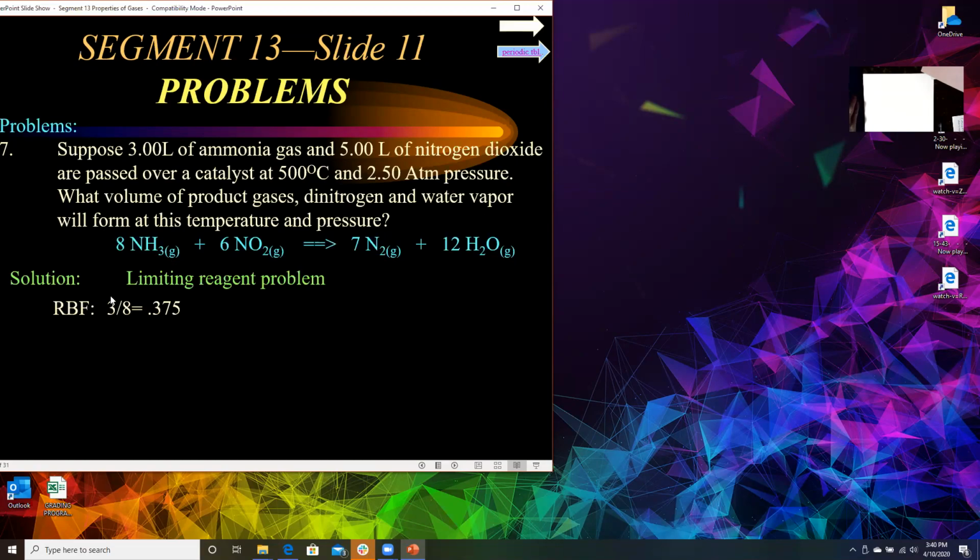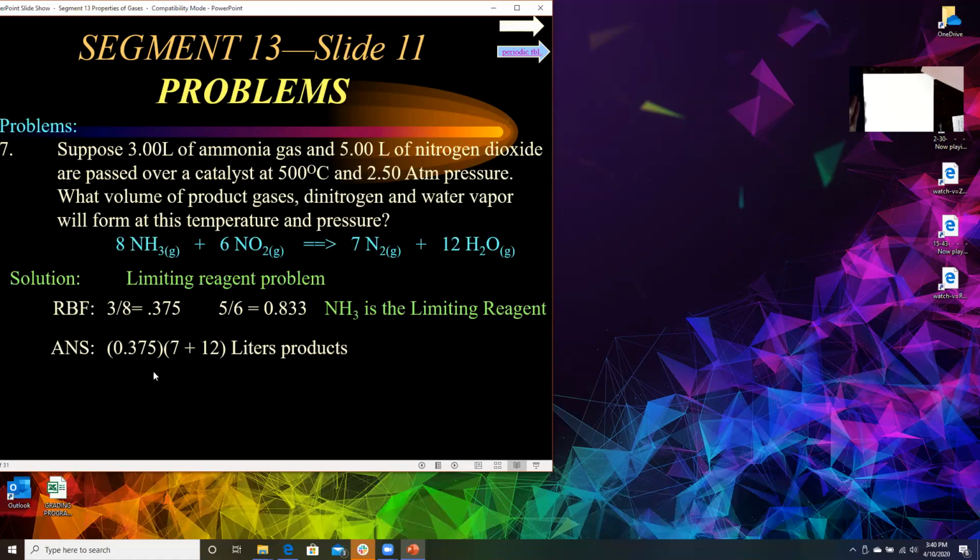The 3 liters given in the problem divided by the 8 liters for ammonia given in the balanced equation. That's the rebalancing factor. Also for the nitrogen dioxide rebalancing factor, there's 5 liters given in the problem. The equation is showing 6 liters, so its rebalancing factor is 5 divided by 6. So it's 0.833. Comparing the 0.375 and 0.833, the 0.375 is smaller. That's the limiting reagent.